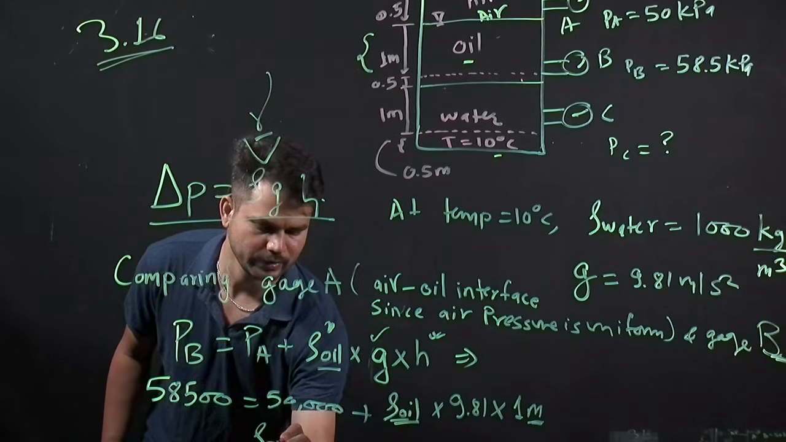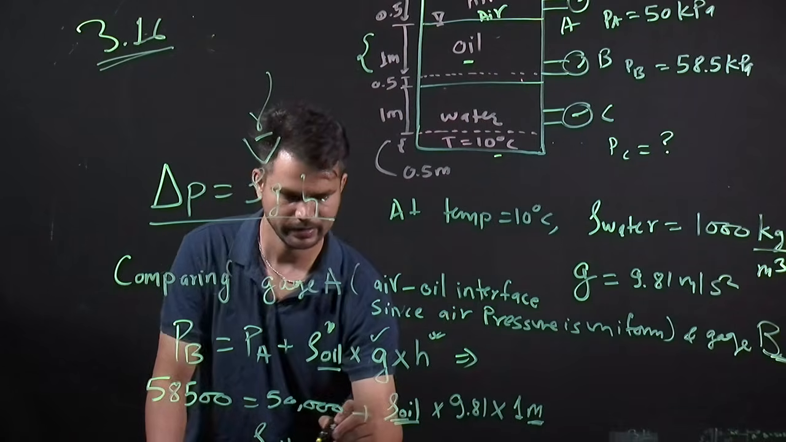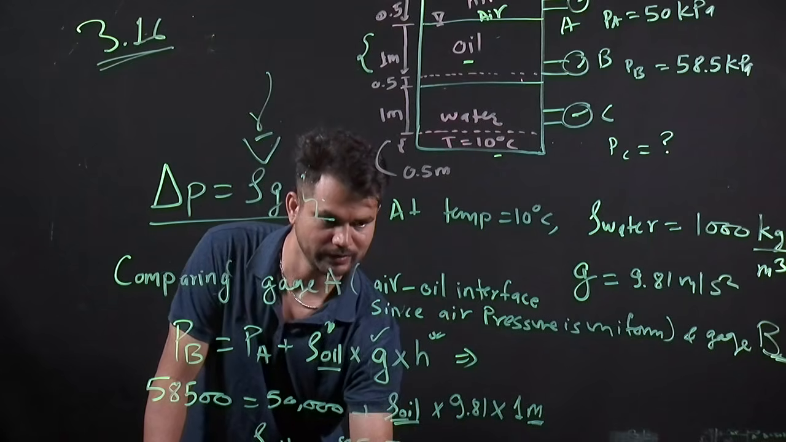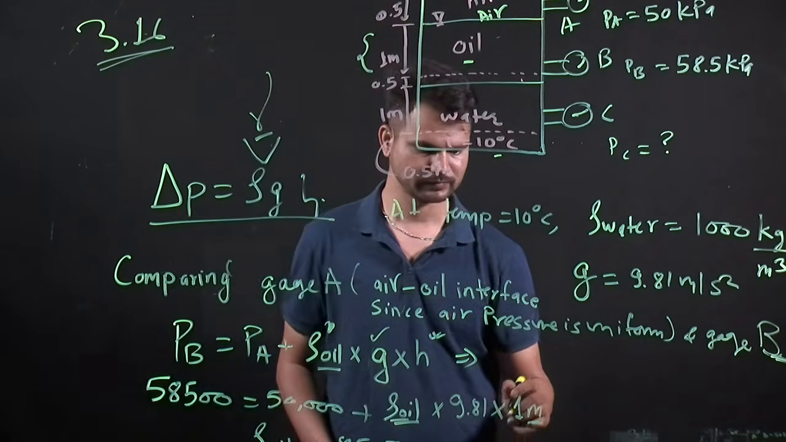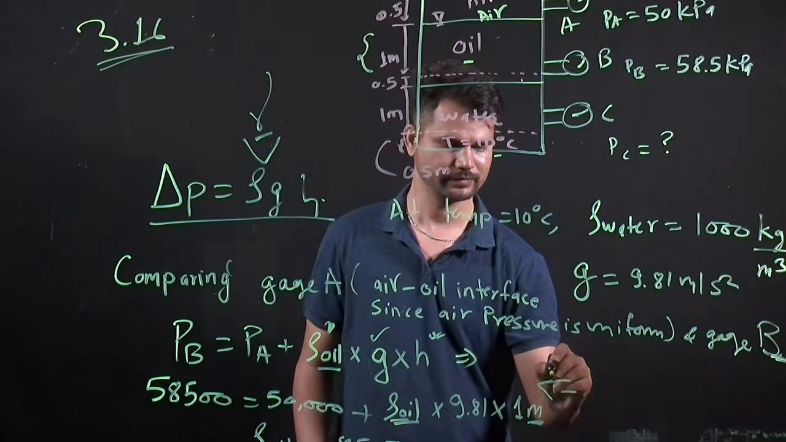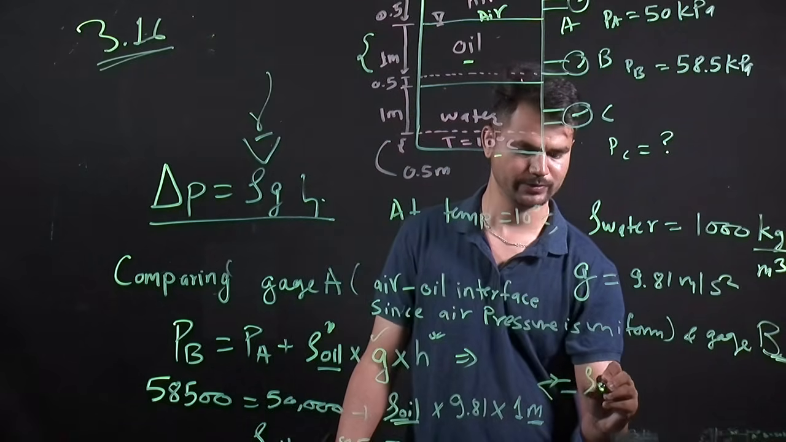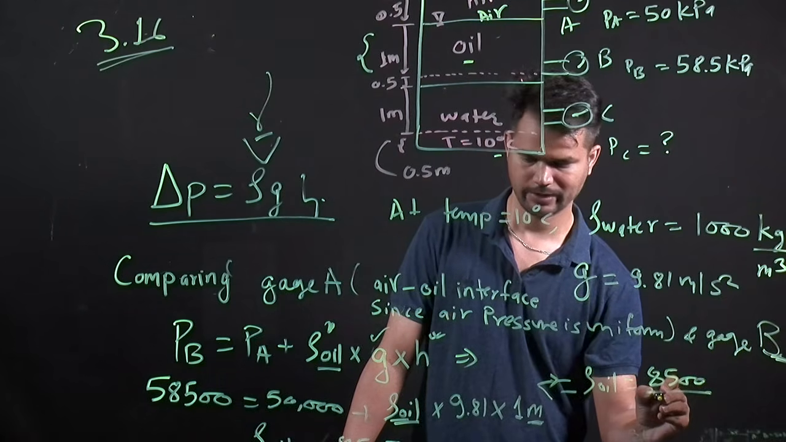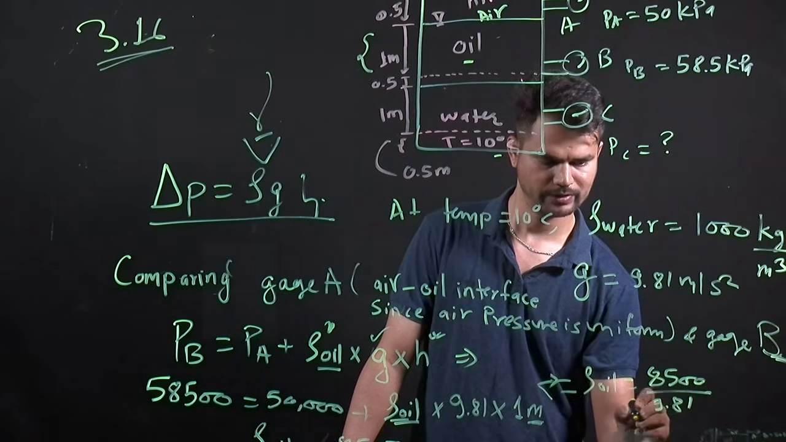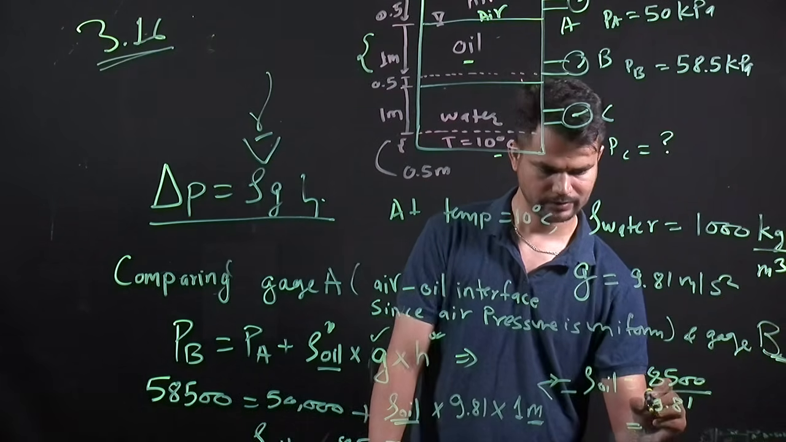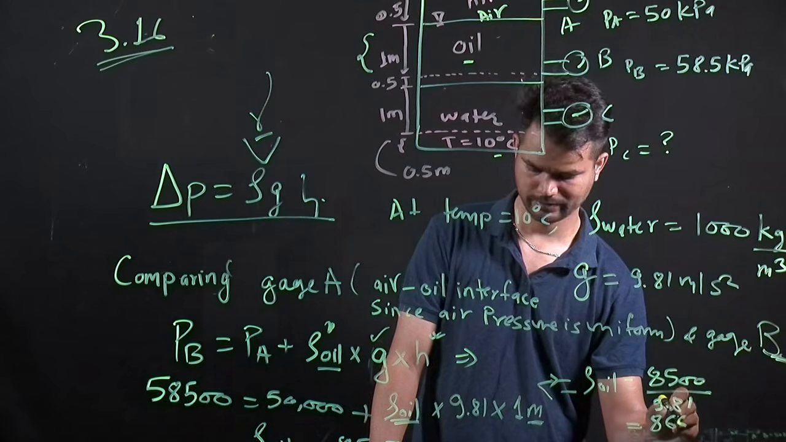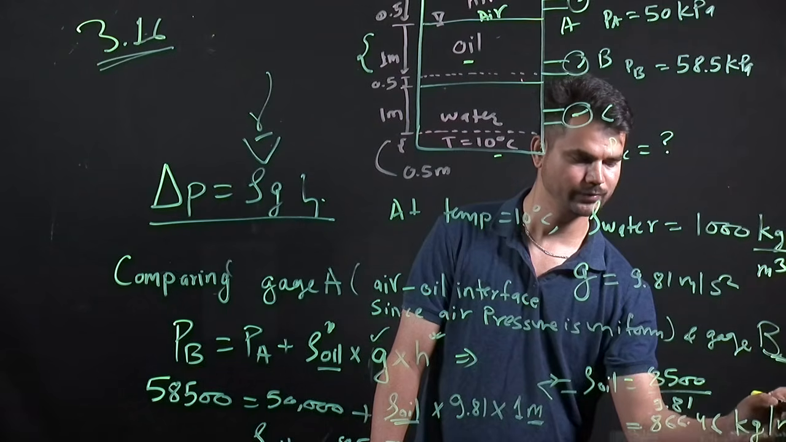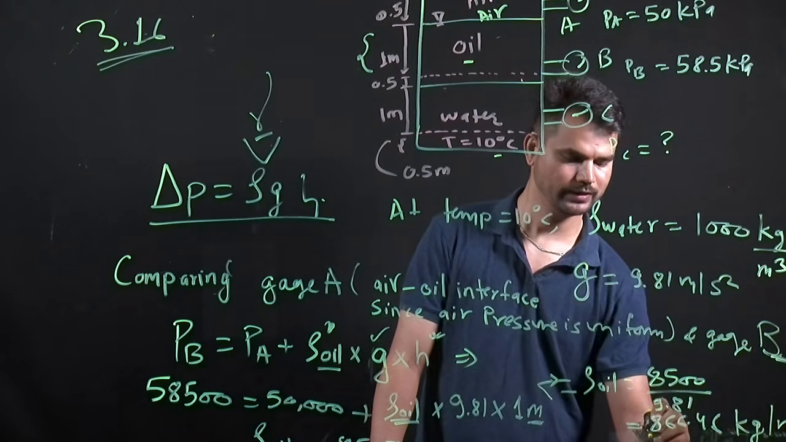So density of oil will be, when we take this out, 8,500 divided by 9.81. So this will give us rho oil is equal to 8,500 divided by 9.81. That means 866.46 kilogram per meter cube. So this is the density of oil.